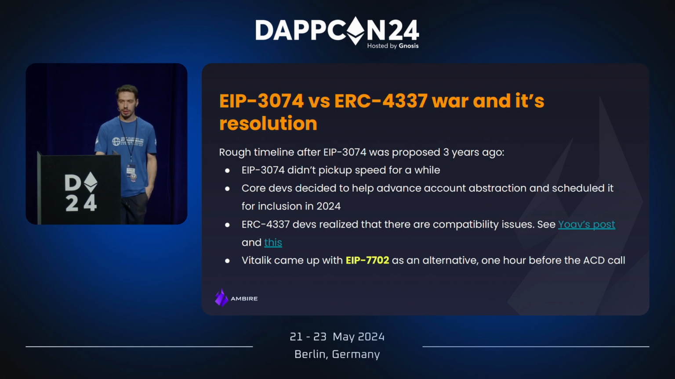So yeah, ERC 3074 was sidelined for like 3 years. Then core devs kind of randomly decided to help account abstraction and scheduled this EIP for inclusion. Later on, the 4337 community realized that there are so many compatibility issues. And then Vitalik came in at the last minute and pretty much saved the day with EIP 7702, which is sort of a rewrite of 3074, but in a way that's way more compatible with 4337 and generally more elegant.